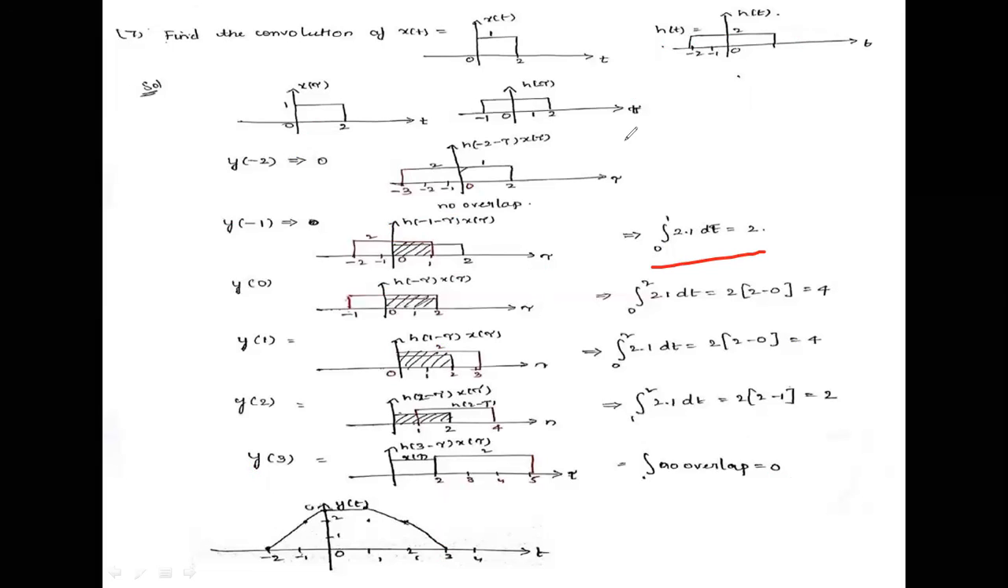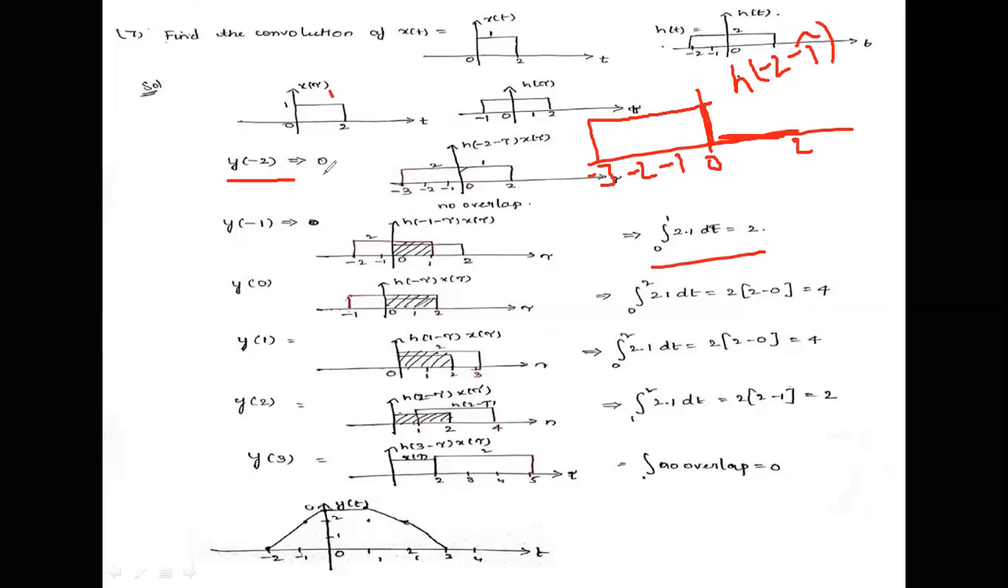Still you can move towards the right side, one sample, that is h of minus 2 minus tau. It has two samples, already at minus 2. Now you'll get minus 3, minus 2, minus 1, 0, minus 2, minus 1. Totally 4 samples are there. See, now you compare these two. There is no overlapping from 0 to 2. Here the 0 value is there, and here 0 to 1 is 1. So 1 into 0 is 0. So y of minus 2 is 0. y of minus 1 is 2.